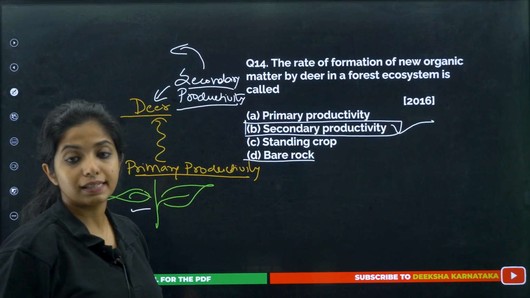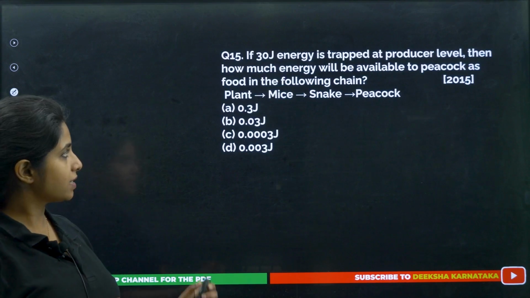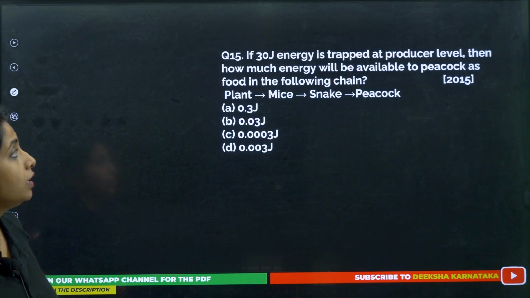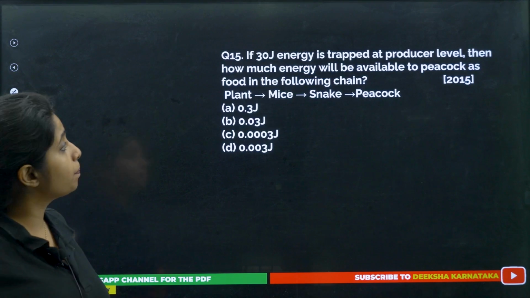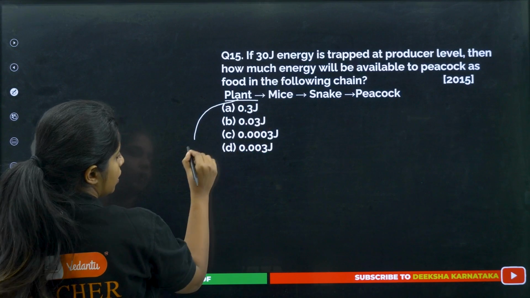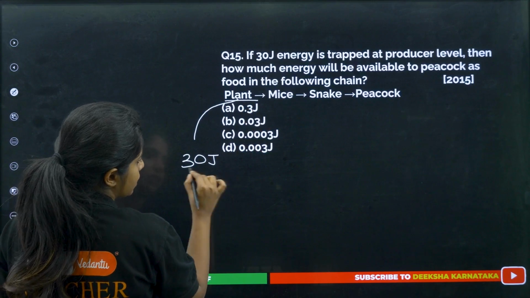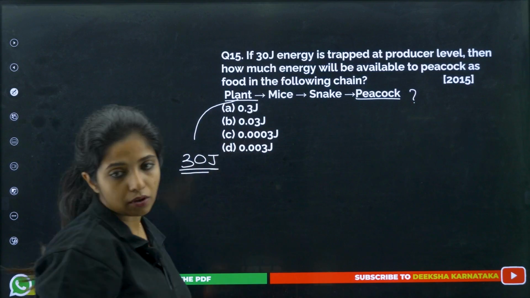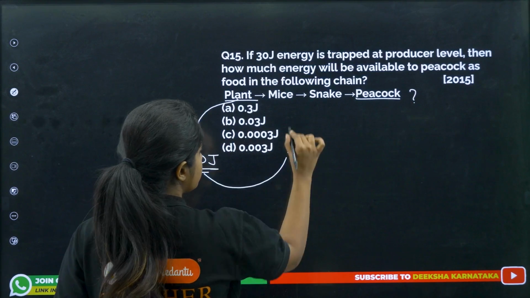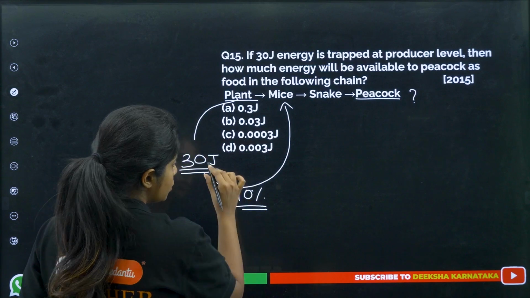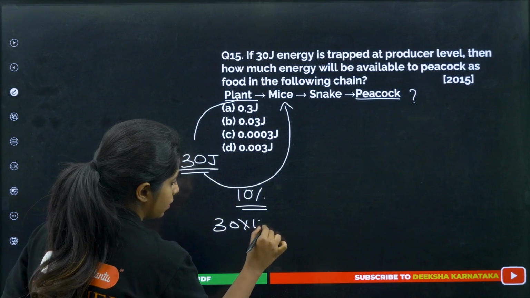This is a 2016 question. Next, if 30 joule energy is trapped at producer level, then how much energy will be available to the peacock in the food chain? Okay, so if 30 joule energy is in this particular level, you are asked about peacock. How much energy will the peacock receive? From the plants to the mice, how much amount of energy will be transferred? Only 10%.